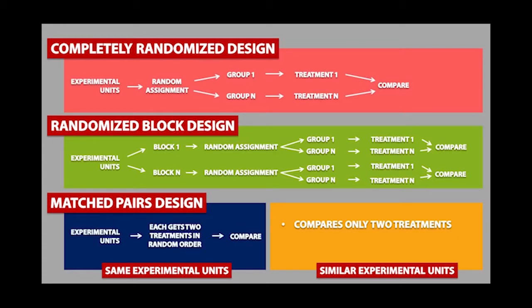If you are using similar experimental units, we first pair up similar experimental units, then each pair is split up and randomly assigned to one of two treatments. This is what the simplified diagram would look like.